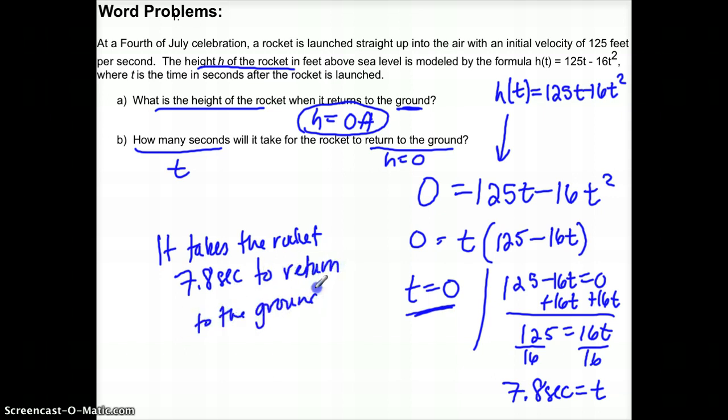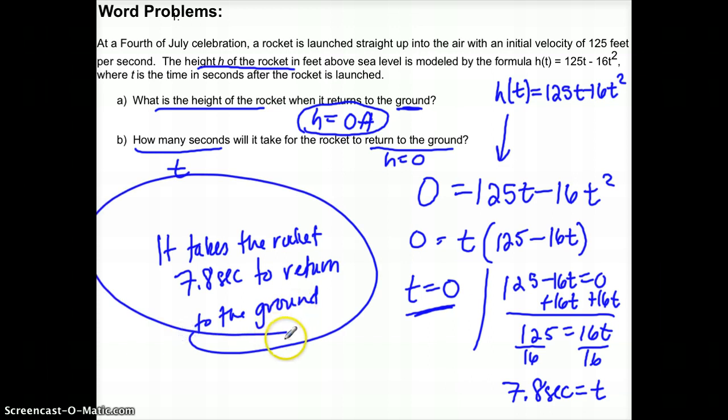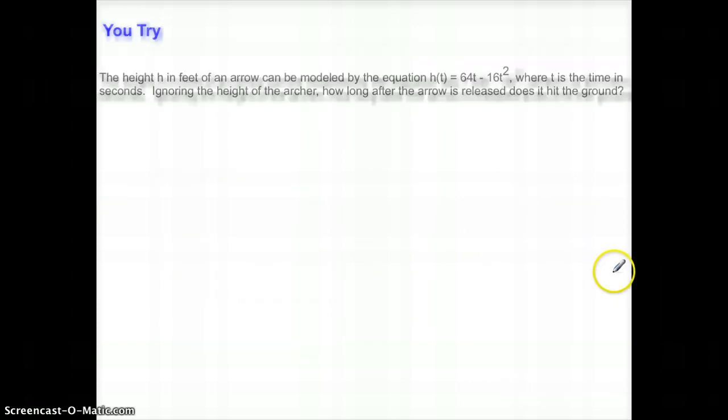Always with word problems, make sure you answer the question. Okay, the next word problem is a you-try. We will continue going over that in class tomorrow.